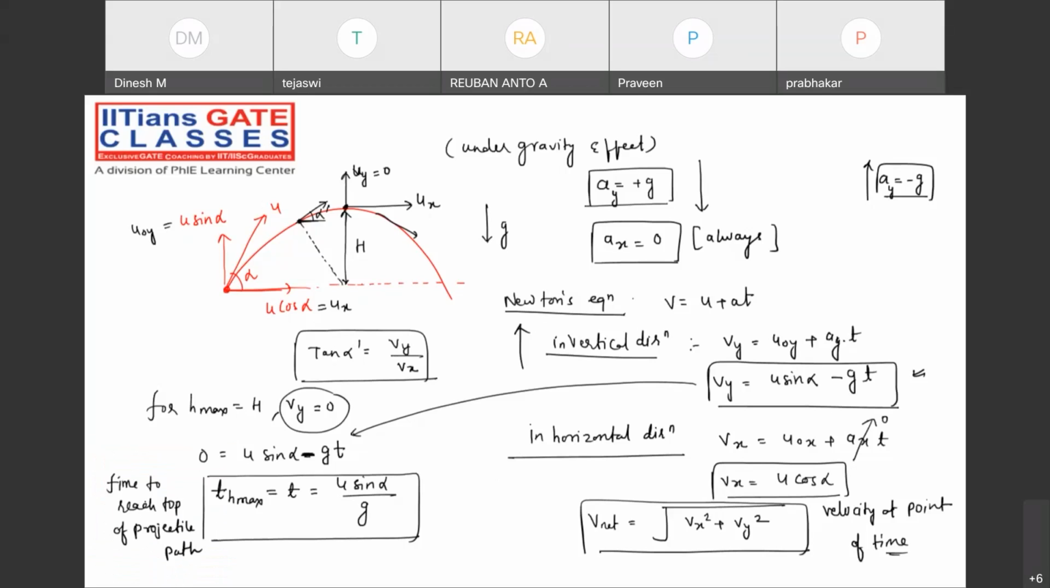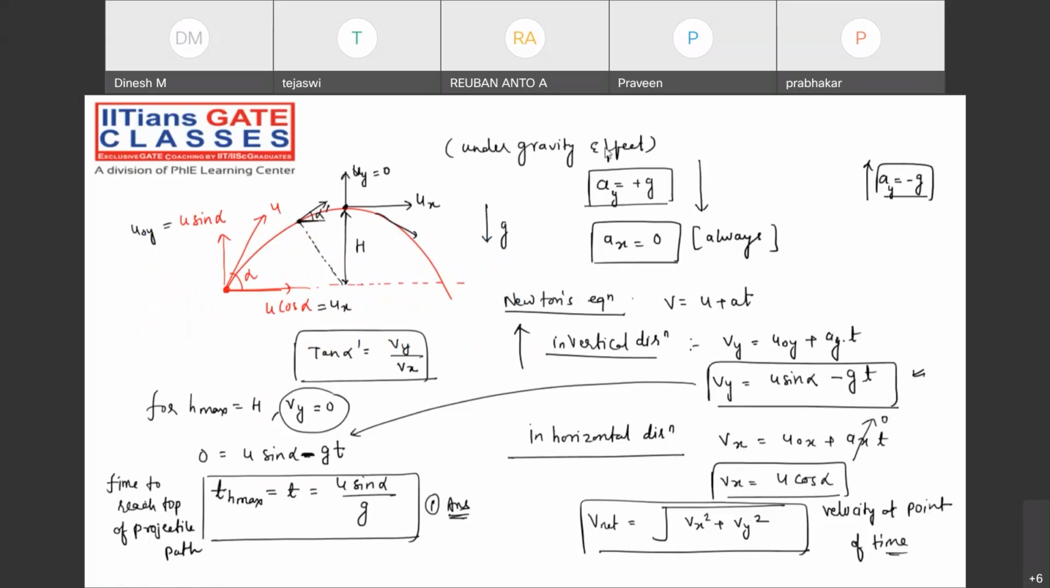Now, once it is done, please let me know. We can discuss the questions. That means how much time is actually required to reach the maximum height in the projectile motion. That is the time. That is the first answer. Directly objective questions will be coming from this, right?